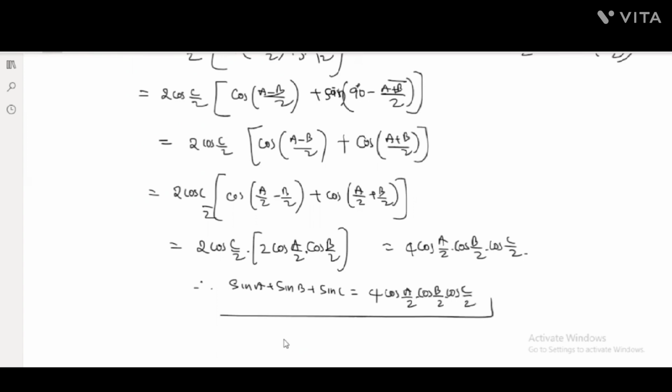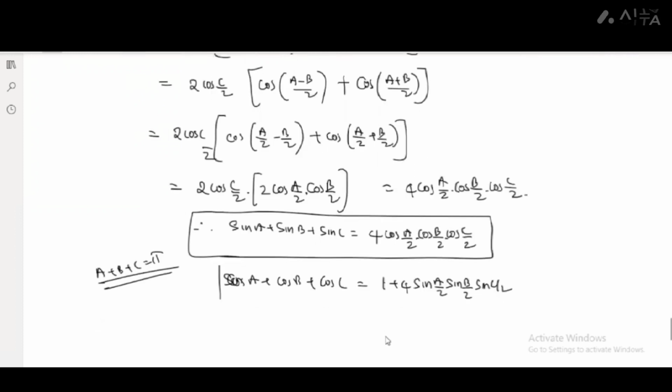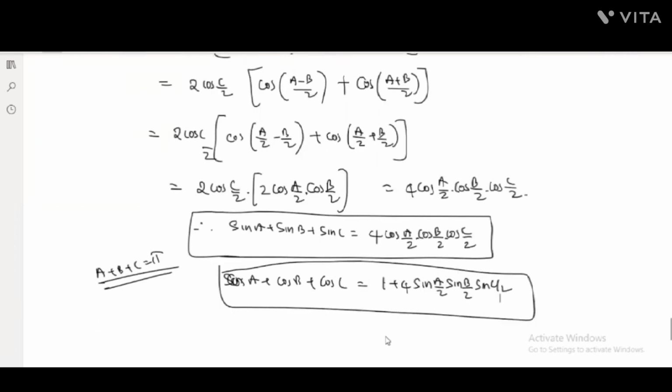Similarly, we can find out cos a plus cos b plus cos c. When a plus b plus c is equal to pi, that means 180, cos a plus cos b plus cos c you will get 1 plus 4 sin a by 2 sin b by 2 sin c by 2. This is the result for this one. In a similar way, we can prove this. You'll see some more different questions on conditional trigonometry.